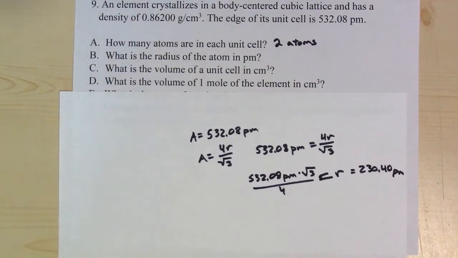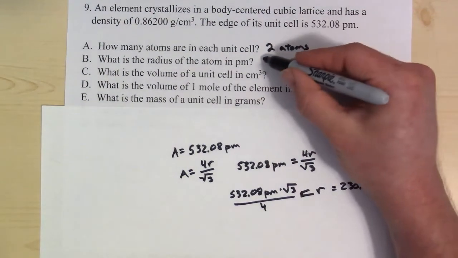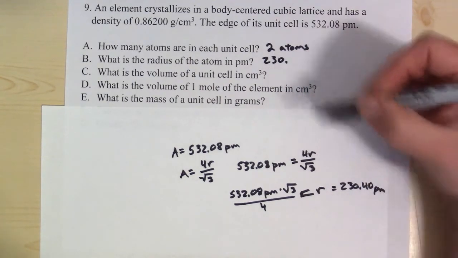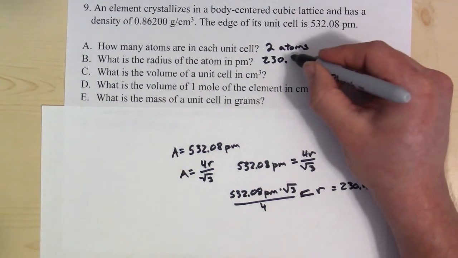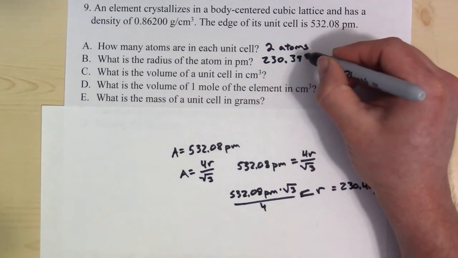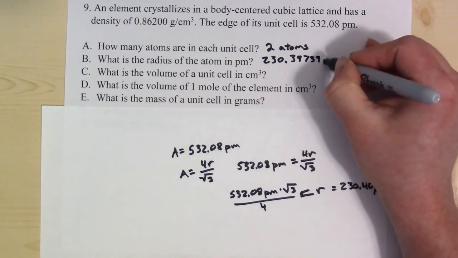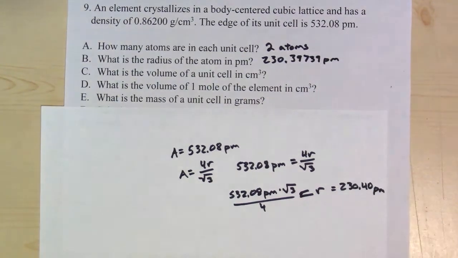picometers. So for B, 0.40 is just an approximate. The full number is 0.39739 picometers, and not rounding will help with our subsequent calculations here.